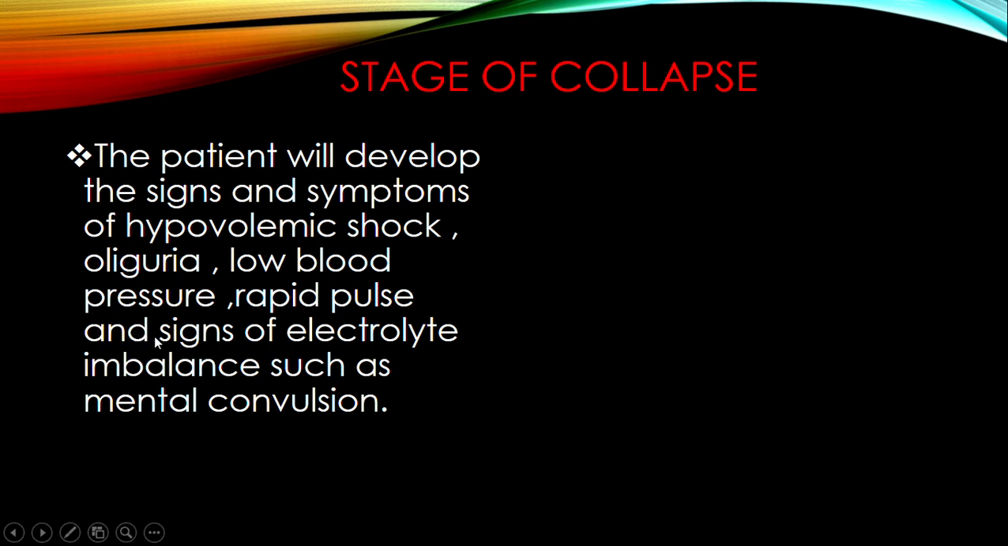And then there will be signs of electrolyte imbalances such as mental confusion or convulsions. So because this person has lost a lot of electrolytes, and we know that for the nerves and the brain to function properly, they require electrolytes such as potassium and sodium. So if those things are lost, the person will have mental confusion or convulsions will set in.